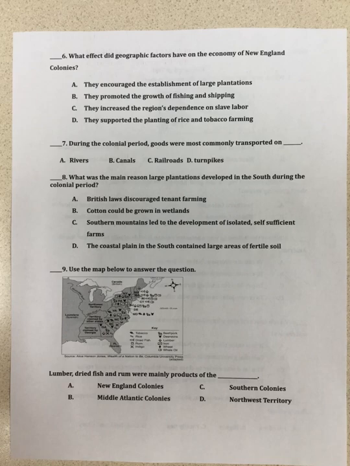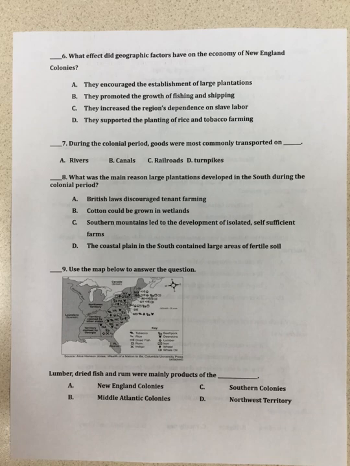were mainly products of the blank. Look at the picture and locate lumber, dried fish, and rum. Then try to locate what region it is located. Is it A, the New England colonies, B, the Middle Atlantic colonies, C, Southern colonies, or D, Northwest Territory?